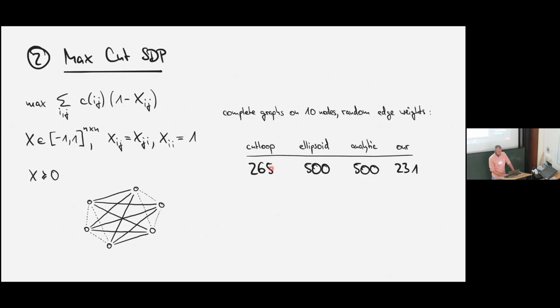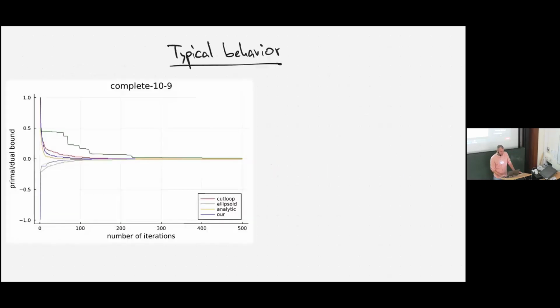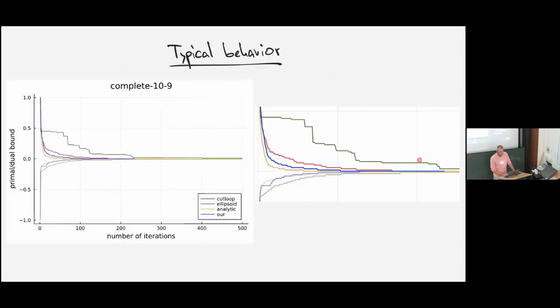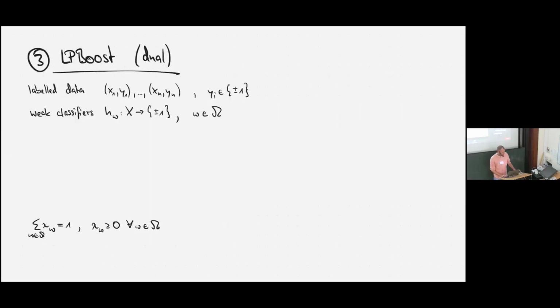Again, for the cut loop, we're a bit better, or at least in that order, whatever that means. Ellipsoid and analytic center still don't look very good. Here, slightly more interesting things happen. The ellipsoid method can do something. Analytic center is even better on the dual side in the beginning, but again, it cannot close the gap. We're all comparable, maybe a bit faster than the cut loop, which is good news. Finally, I'm running out of time, so I will not talk about this in detail.